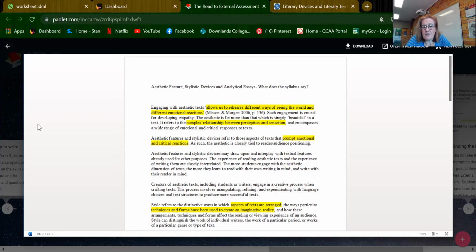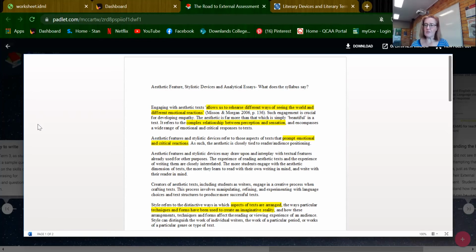Aesthetic features and stylistic devices, which we collectively can refer to as writers' tools, refer to those aspects of a text that prompt emotional and critical responses. So emotional and critical responses. An emotional response tends to be immediate. It's almost involuntary. You can imagine it's the way that you react to being punched in the stomach. It's automatic that you do something.